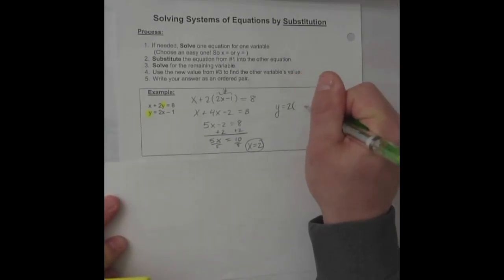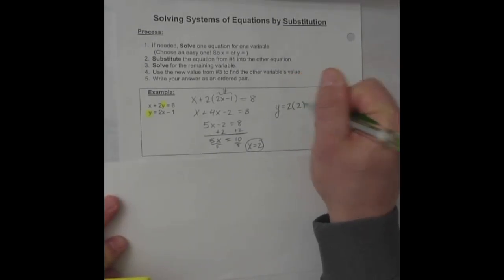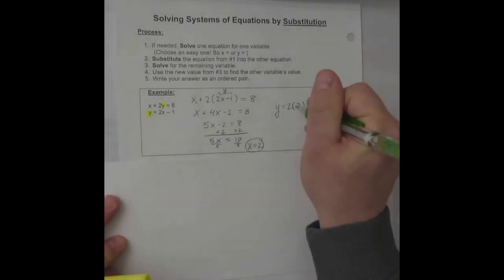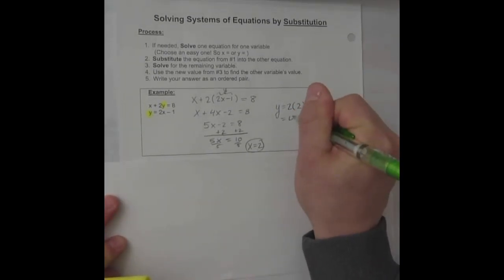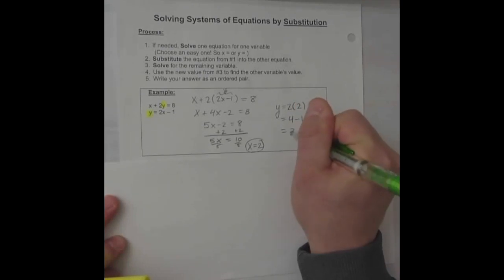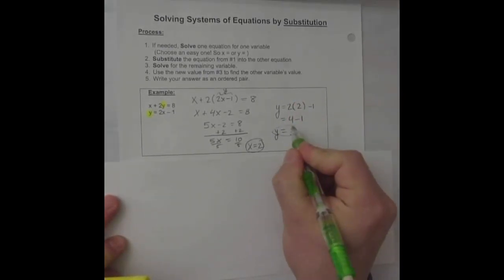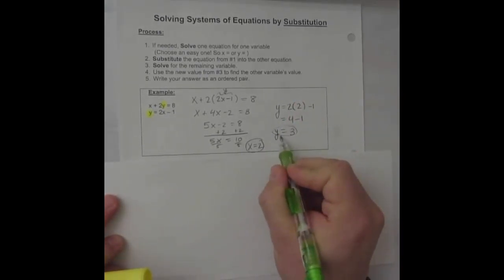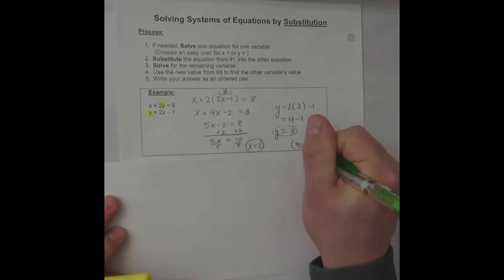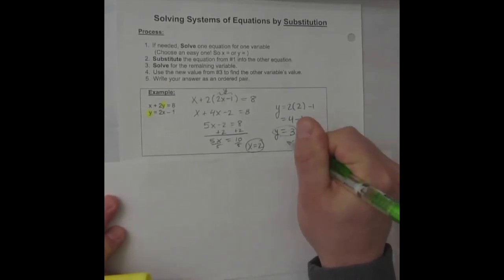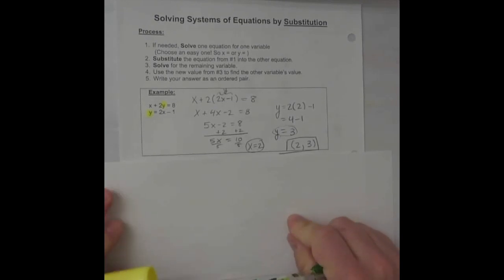y equals 2 times, now again, instead of writing x, I'm going to write what it equals, 2, minus 1. 4 minus 1, and we get 3. And so my answer is x equals 2, y equals 3. If I want to write it as an ordered pair, I would write (2, 3). And that's how we solve a system using substitution.